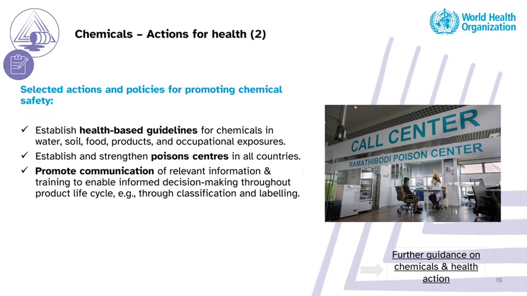Establish health-based guidelines for chemicals in water, soil, food products, and occupational exposures. Establish and strengthen poison centers in all countries. Promote communication of relevant information and training to enable informed decision-making throughout a product's life cycle through proper classification and labeling. Further guidance on how to improve chemical safety for health can be found in the Compendium of WHO and other UN guidance on health and environment. You'll find the link at the bottom right corner of this slide. In an accompanying series of slides, you will also find useful resources on chemicals and health.